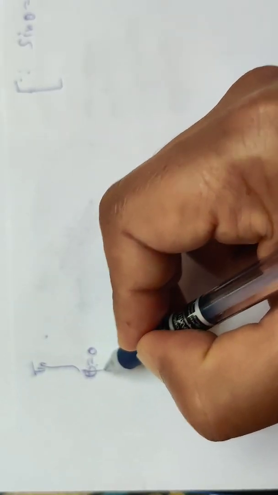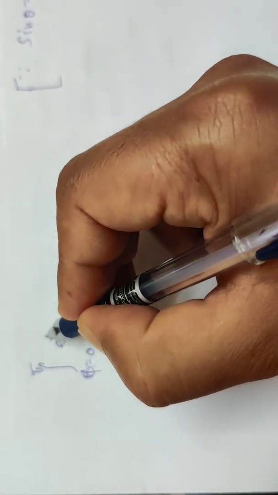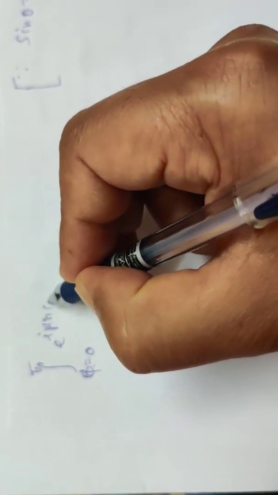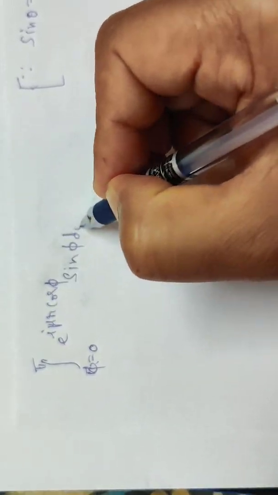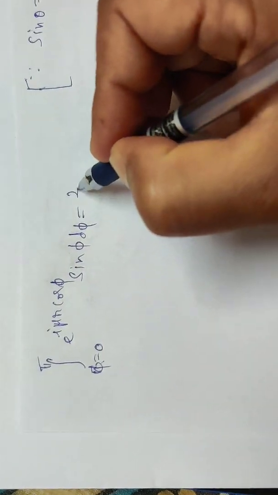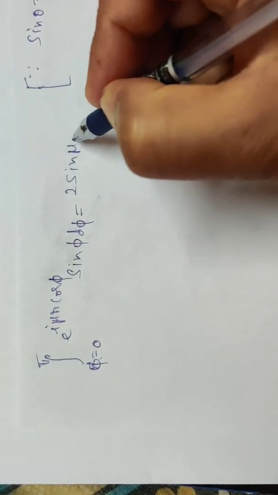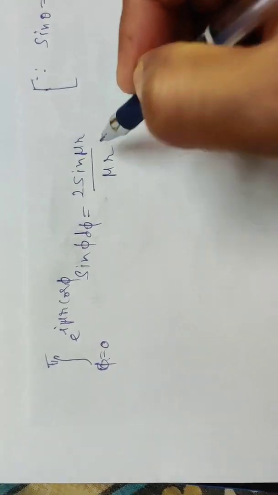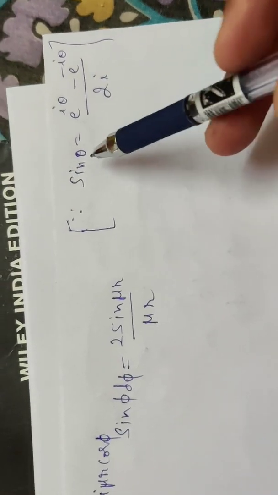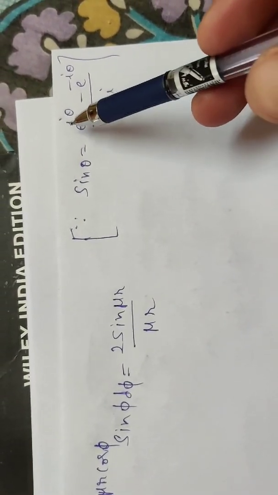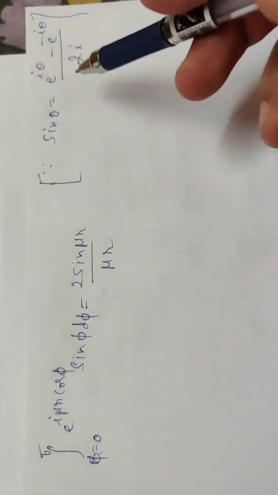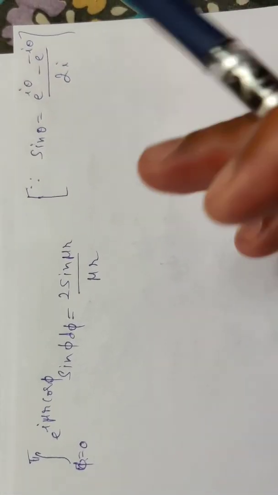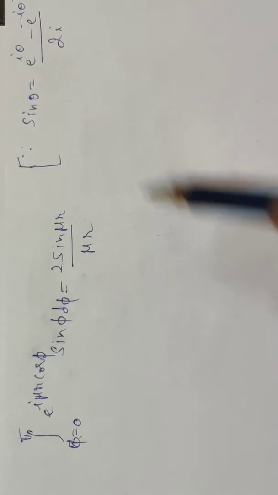The integral from phi is equal to 0 to pi of e raised to iota mu r cos phi sine phi d phi, this I have evaluated. This is 2 sine mu r upon mu r. Since I have put this value, sin theta is equal to e raised to power iota theta minus e raised to power minus iota theta by 2 iota. So this is from de Moivre's theorem, sin theta in terms of exponential functions.